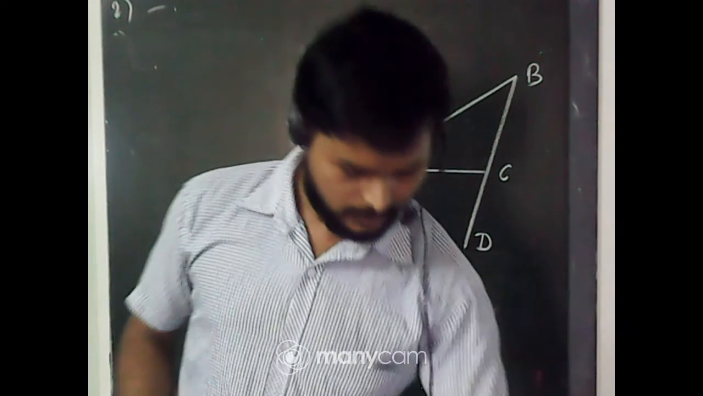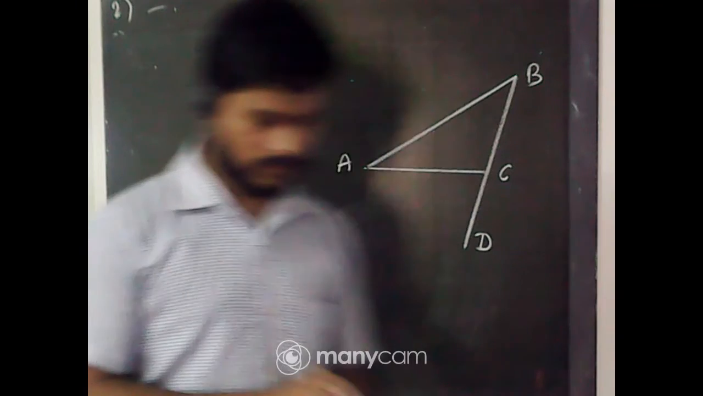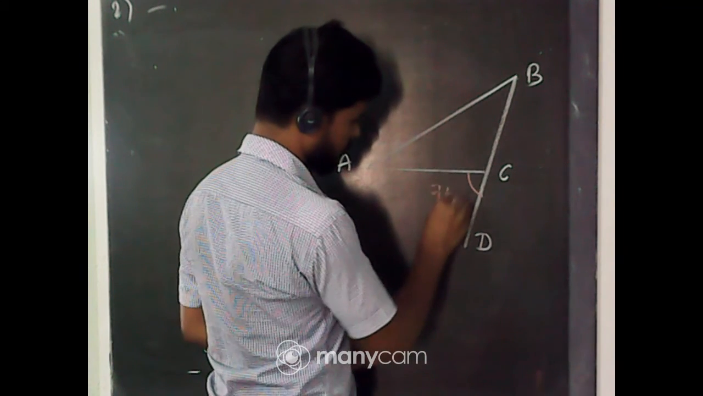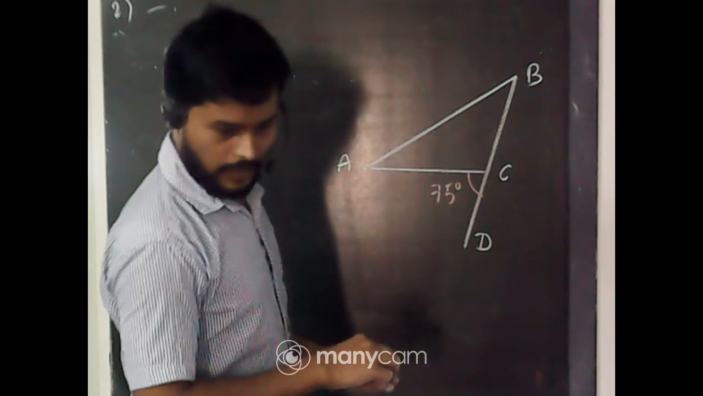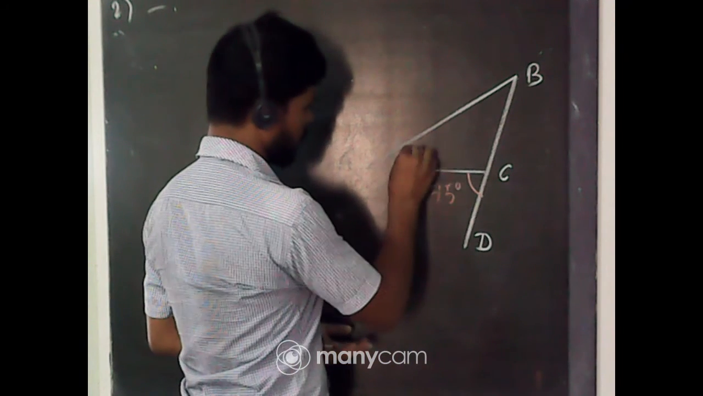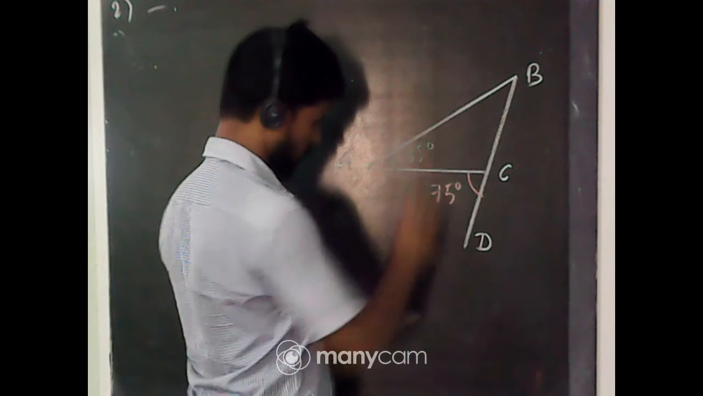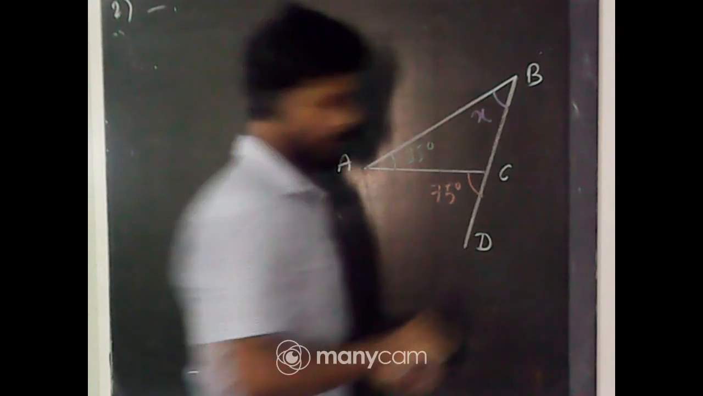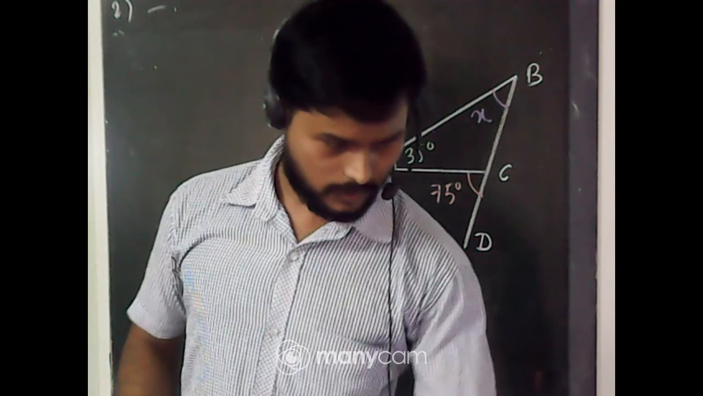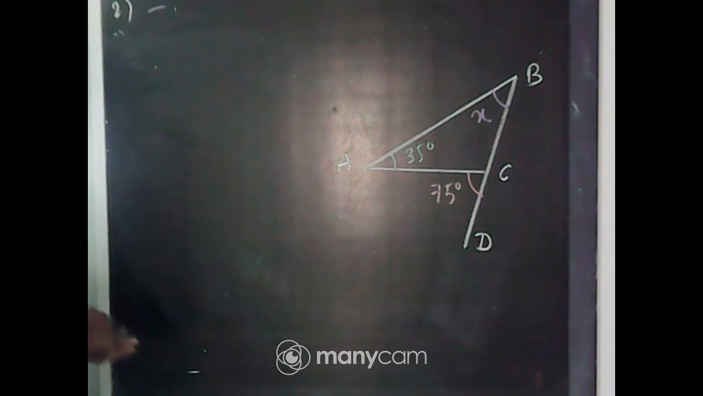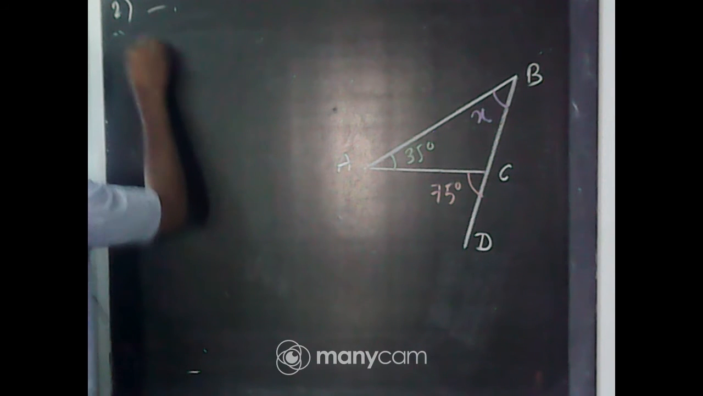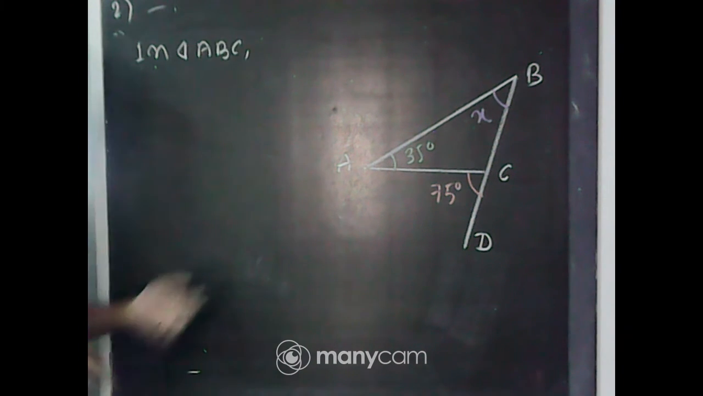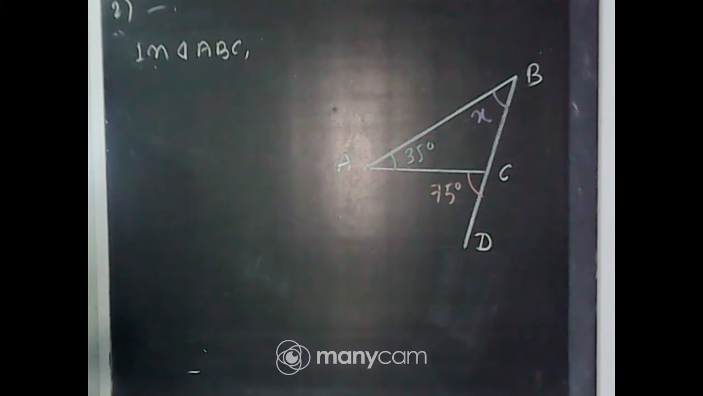Now write the data given here. One, the exterior angle is 75 degrees, this angle is 35 degrees, and this angle is x degrees. We have to find out the value of x. Now consider the triangle first. So in the triangle ABC, apply the exterior angle property.